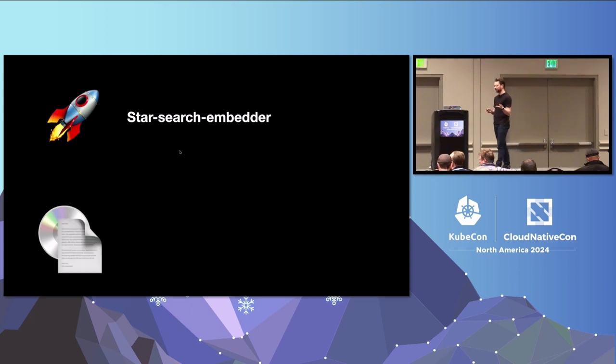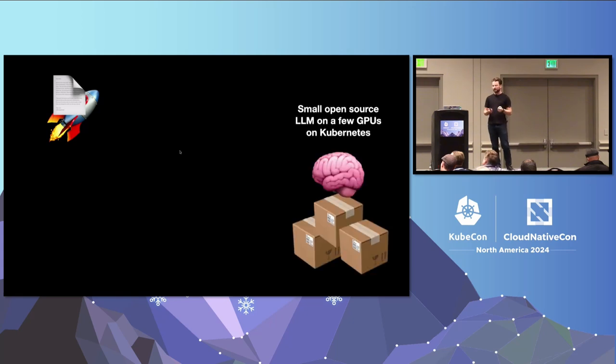But what Star Search Embedder basically does is it looks for some content inside of the time series database, based on some filters, based on some criteria. It grabs that content, and then it uses our Kubernetes platform with a bunch of the GPUs and the inference service to do a few things. Primarily, what we're concerned with at this step is actually creating a summary of that content.